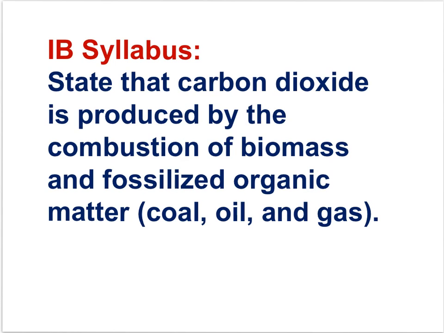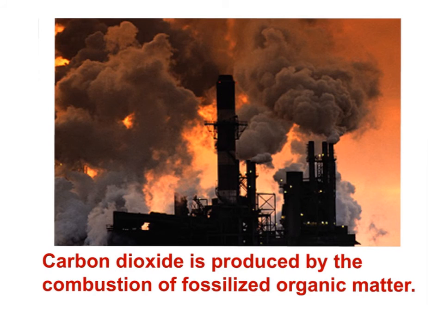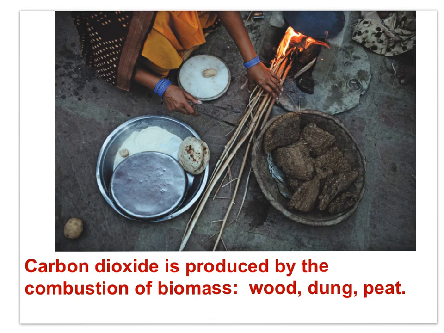Here is the last IB syllabus statement of this movie, and it's relatively obvious. State that carbon dioxide is produced by the combustion of biomass and fossilized organic matter, in other words, coal, oil, and gas. The combustion of biomass would include wood, dung, or peat. Keep this in mind: carbon dioxide is produced by the combustion of biomass, wood, dung, or peat.